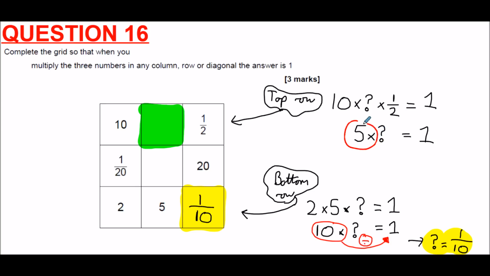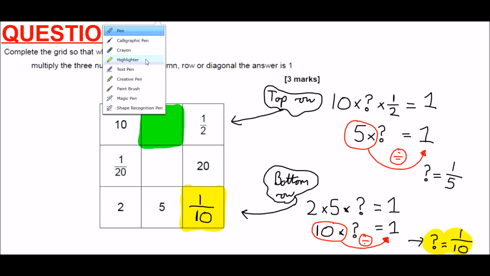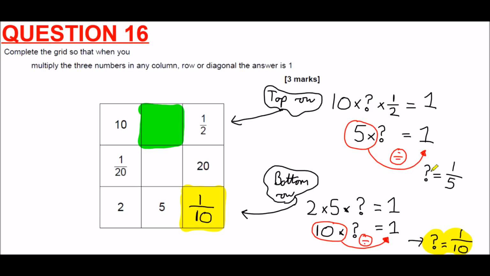So we need to rearrange this equation again, so that 5 can be taken to the other side of the equation. That 5 is multiplying the question mark. Opposite of multiply is divide. When we swap side, swap sign. So for this one, the question mark here is 1 divided by 5, which we can leave as a fraction, just like we did for the first one.